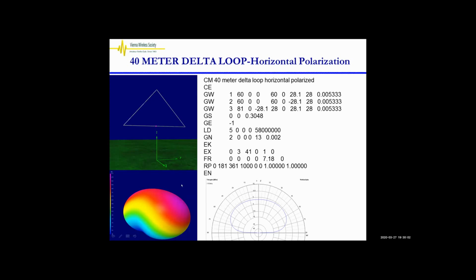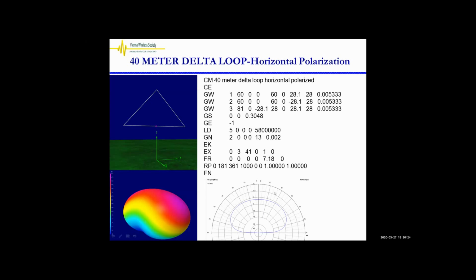So this is 4NEC2's visualization of my antenna. This is my delta loop, what it looks like in a 3D antenna pattern. And I'll bring this up more in real time, and we can show you how you can rotate it and look at it when I get out of the PowerPoint.